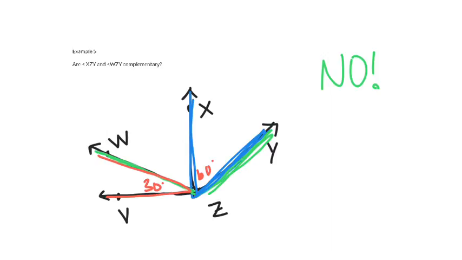They asked, is that really big angle, WZY, complementary to XZY? And no, they do not add up to equal 90. They do not make a right angle. Okay? So the answer here would be no.